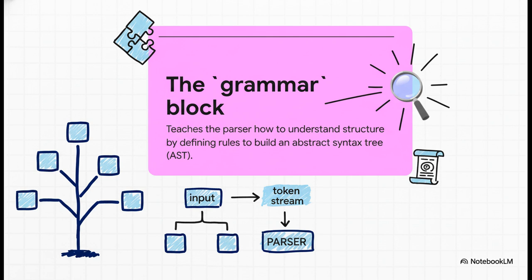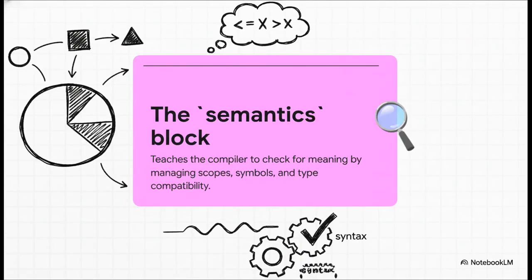It's basically the blueprint for turning a flat stream of words into a meaningful, structured tree. Next up, we've got the semantics block. Because, you know, a sentence can be grammatically perfect, but still be complete and utter nonsense. This block is the logic check.